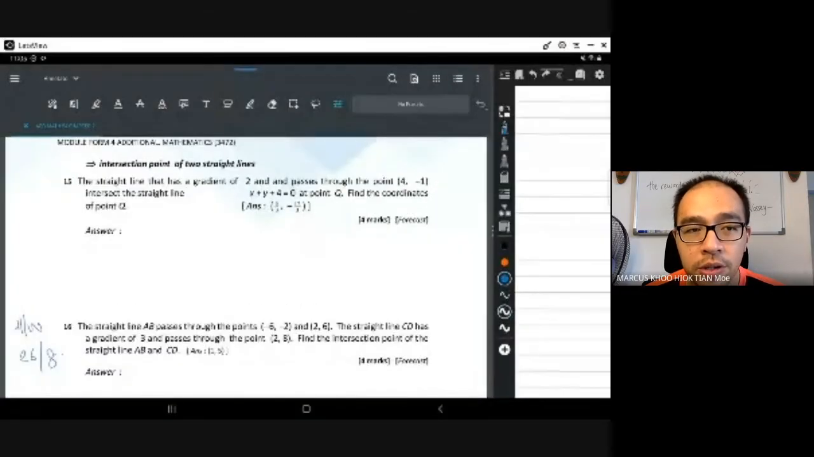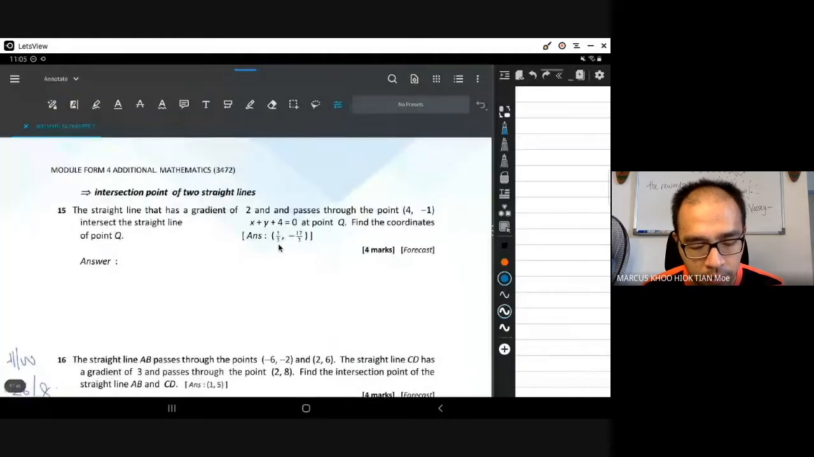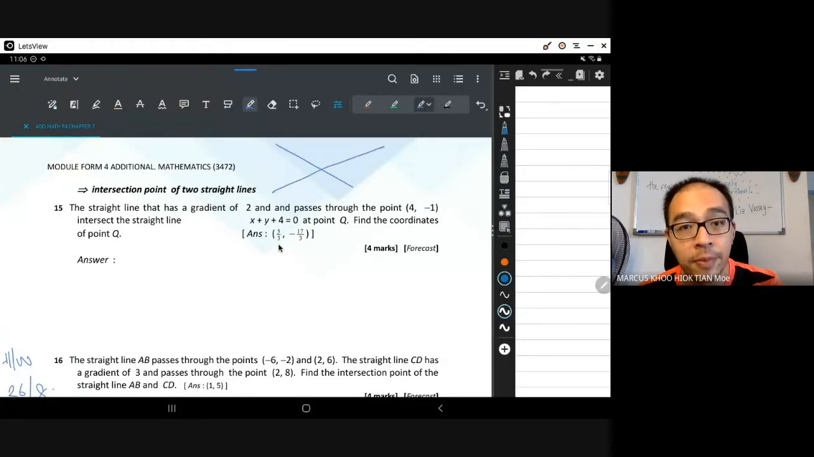So today I want to talk about this concept called the intersection of two straight lines. What it means is that if I have one straight line over here, and then another straight line over here that is intersecting, they're crossing each other. The point where they intersect is called the intersection point, and it can be a coordinate.